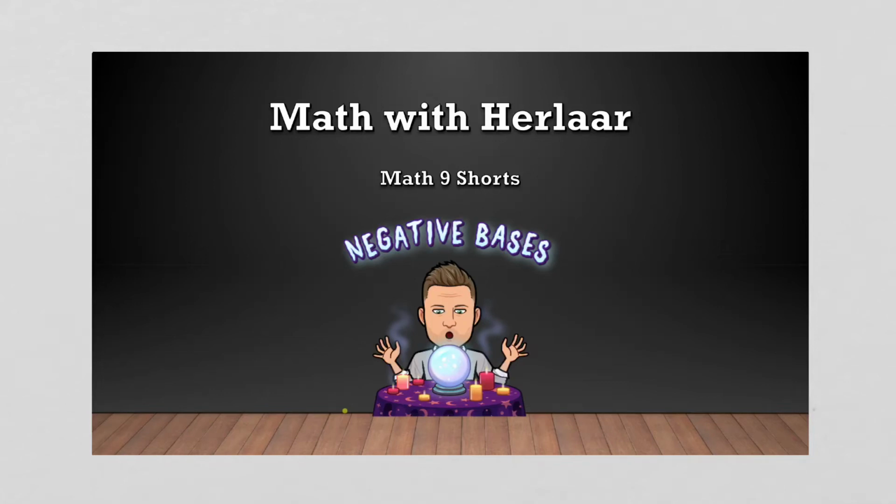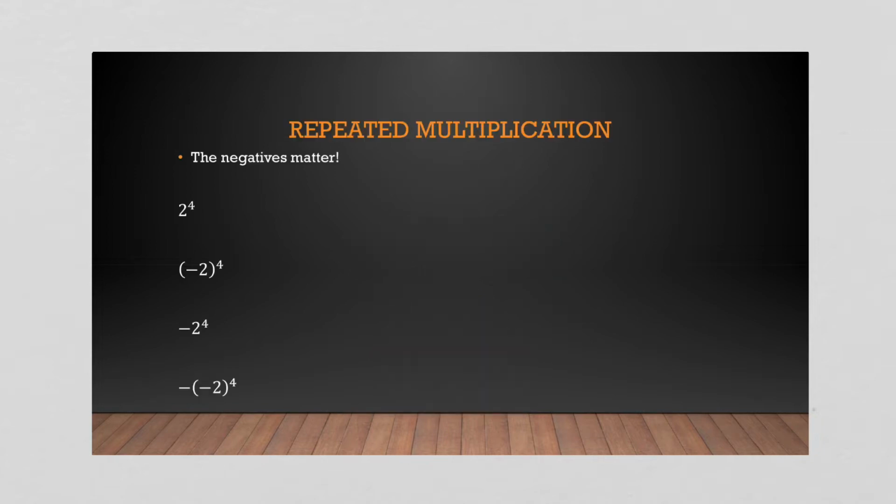Okay, Math 9, let's get after it here. We got a short video on dealing with negative bases because, as we saw in the notes, positive bases are relatively simple to deal with, but when things get negative, things get tricky. So remember, the negatives matter with respect to repeated multiplication and with respect to what we call our forever positive and forever negative, which you're going to hear me talk about.